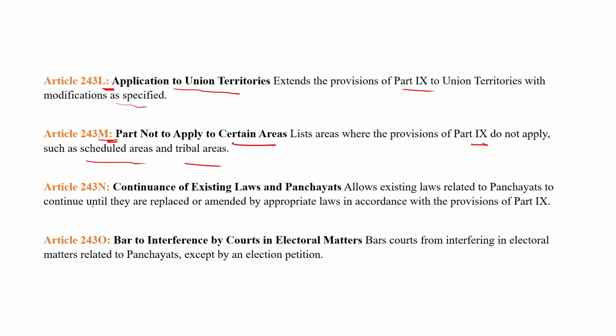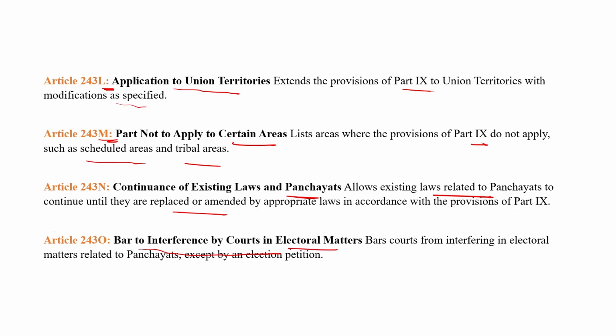Article 243N explains the continuance of existing laws and panchayats. Basically, this article allows existing laws related to the panchayat to continue until new laws or amendments are made. Means if there is a previous law related to panchayats, it will continue until the new law is made. Clear? And Article 243O explains the bar to interference by the courts in electoral matters.